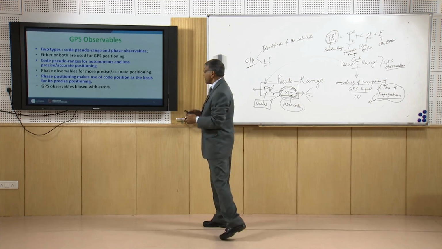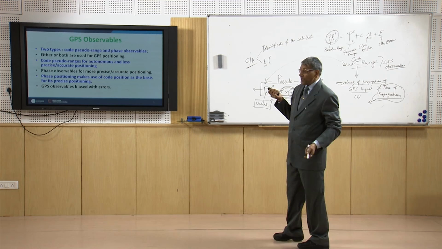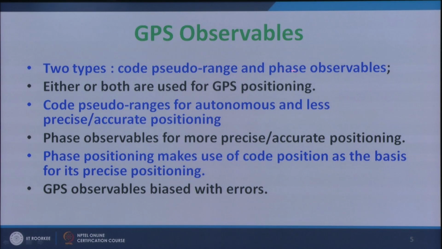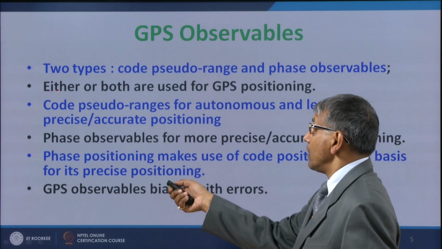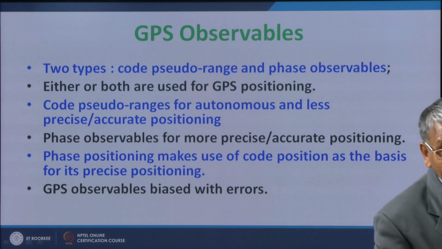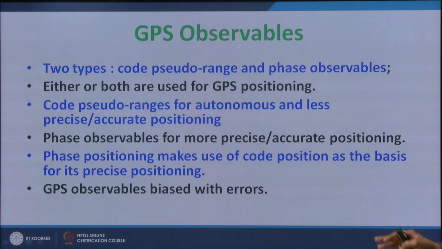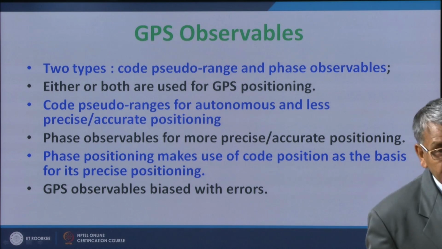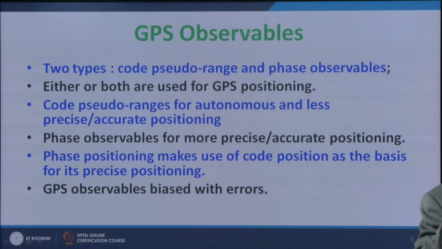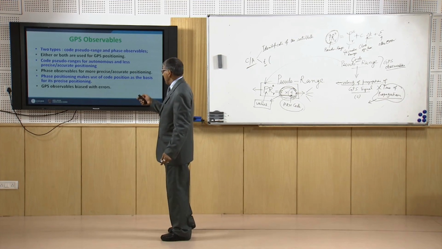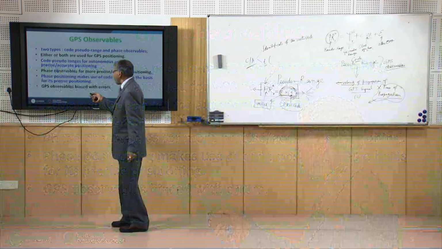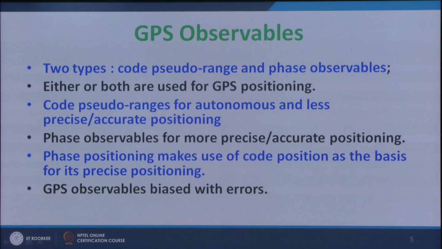So this is what is written here: GPS observables are of two types, code pseudo range and phase observable. Till now I have discussed the code pseudo range. Either code or both are used for GPS positioning. Only the carrier frequency cannot be used. To make use of the carrier frequency, we should first decipher the code. So correctly, it should be code or both are to be used for GPS positioning.